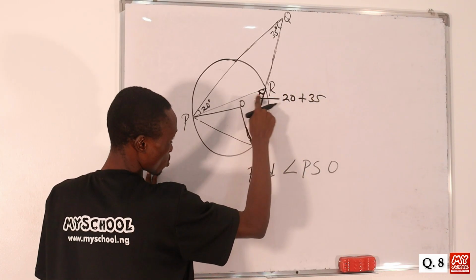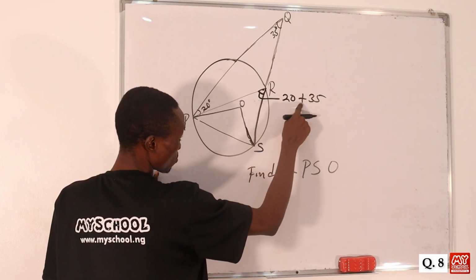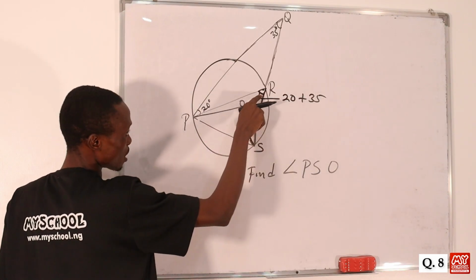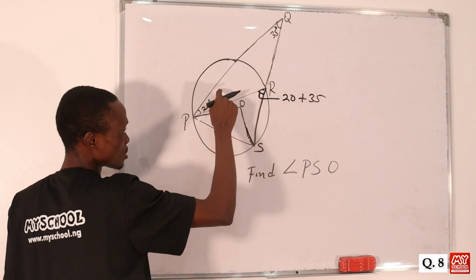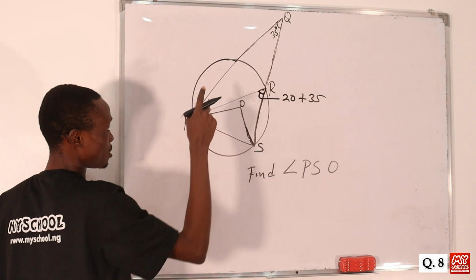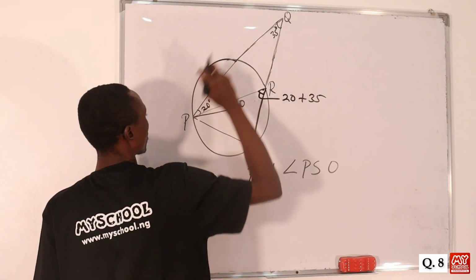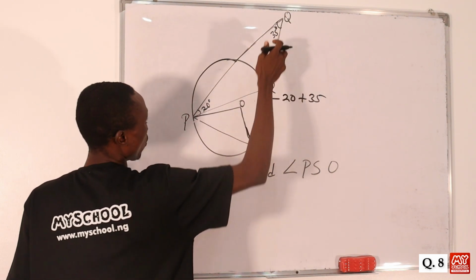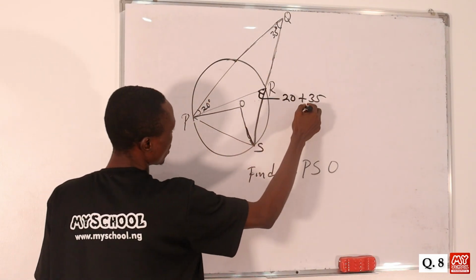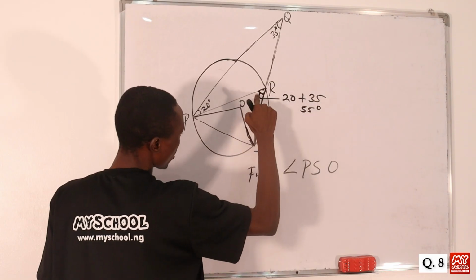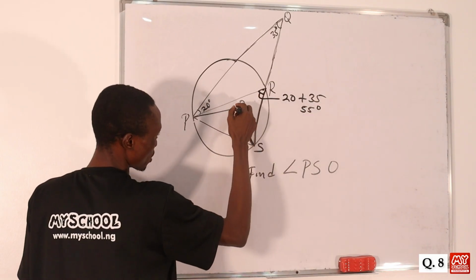So the angle here will be equal to 30 plus 20 plus 35. The reason is that the angle here is external to the two opposite angles that are internal in the triangle PQR, or QPR. If we add this together, that will equal 55 degrees. So the angle here is 55 degrees, but we need to get the angle here.